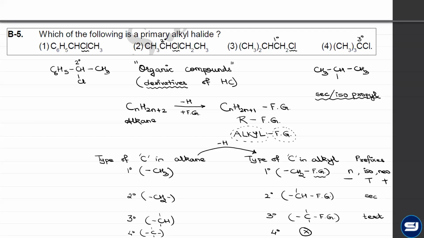Primary CH2, secondary CH, tertiary C. Primary means CH2, CH2 means primary. Secondary means CH, CH means secondary. Tertiary means C, C means tertiary.